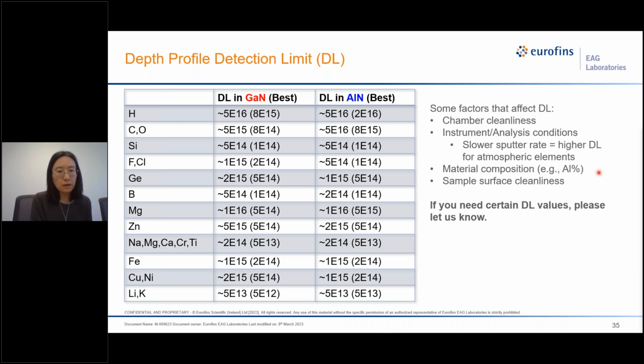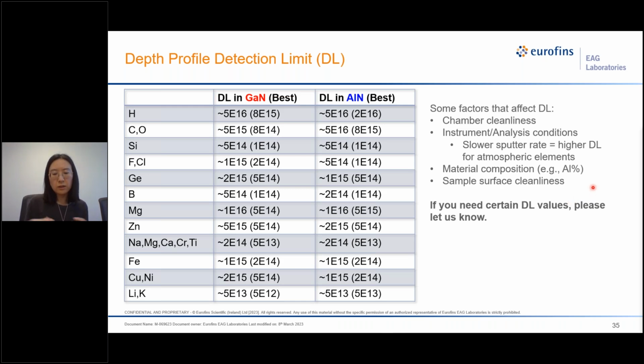So in the GaN case, it's obviously going to be the aluminum percentage. Typically, again for atmospheric elements, if you have a higher aluminum percentage, then you'll have a higher detection limit as well. It's partly because aluminum nitride, with higher aluminum, sputters slower. Also, keep in mind we are using GaN and aluminum nitride standards. So if you happen to have a super high, percent-level oxygen or something in there, that will also start to affect things.